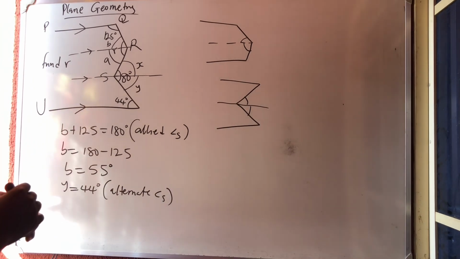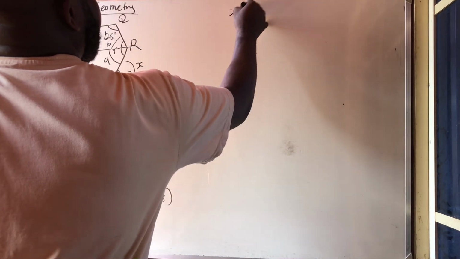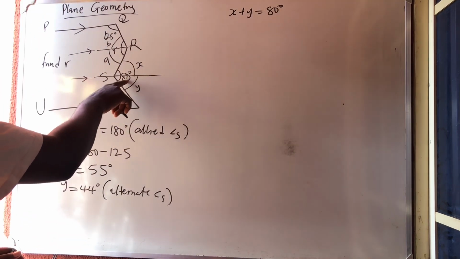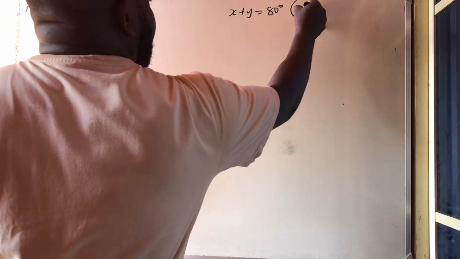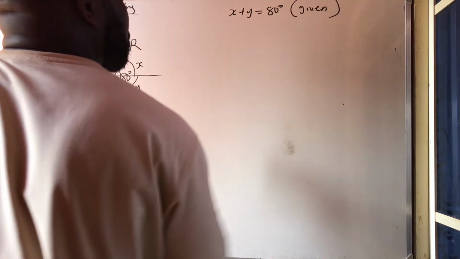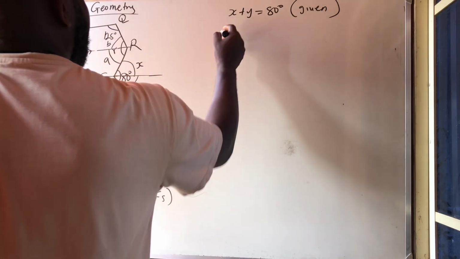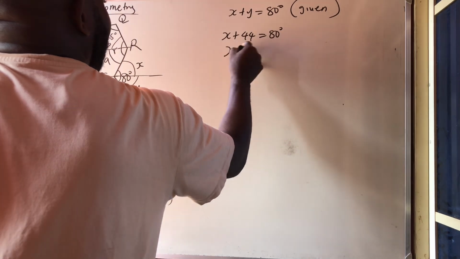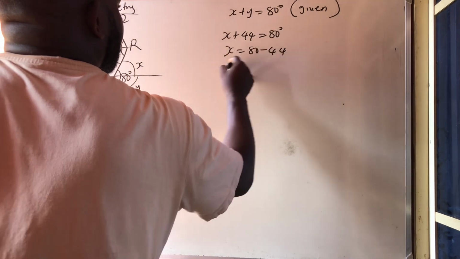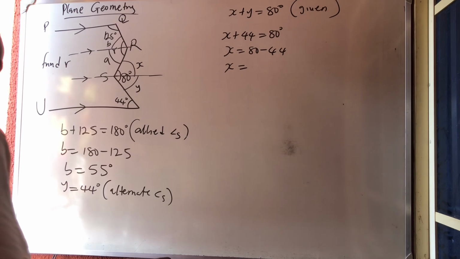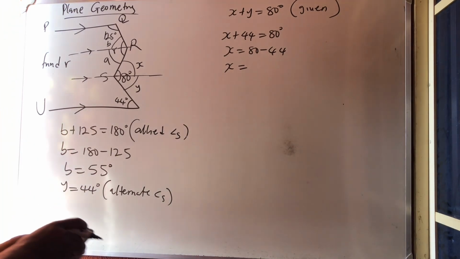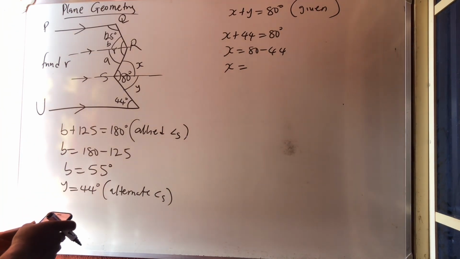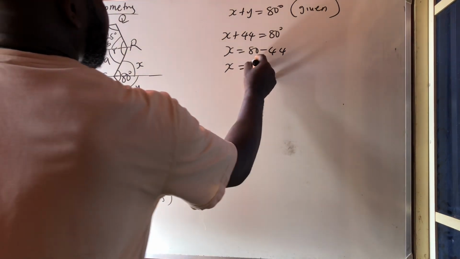Now from this point, do you know that x plus y is equal to that 80 that is there? If you combine these two angles, it's giving me the 80, and they gave it to me, so my reason is given. Anything you write here, you must write a reason. So my reason is given, therefore x plus 44 is equal to 80 degrees. So my x is 80 minus 44, so I'm having 36 degrees.